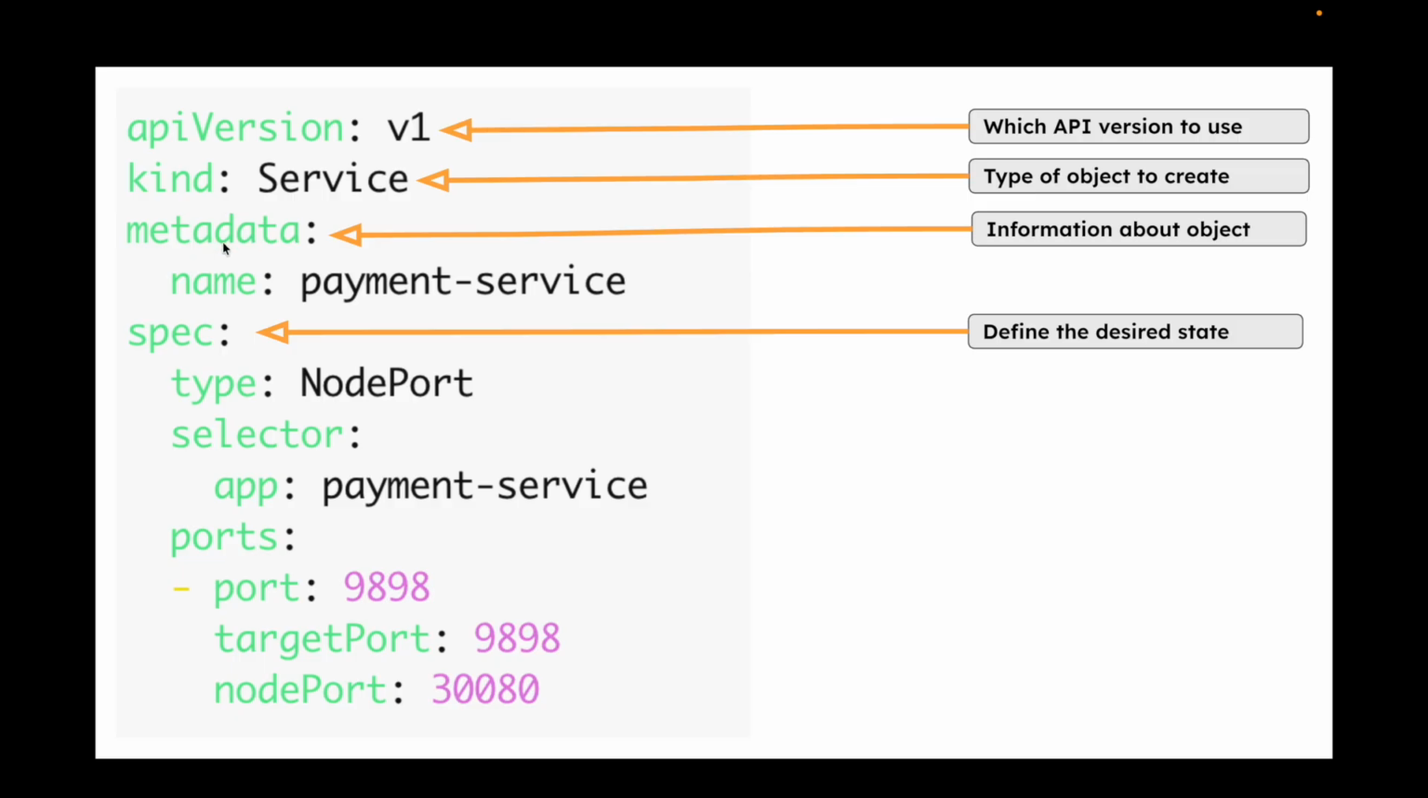Then we have the metadata. Now this is where you provide information about the object that you're creating. Things like the name of the object, or the namespace where you want to create the object, or any labels information that you want to pass. You will pass that in your metadata.